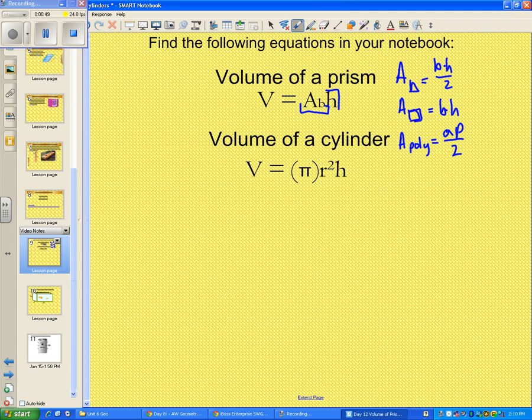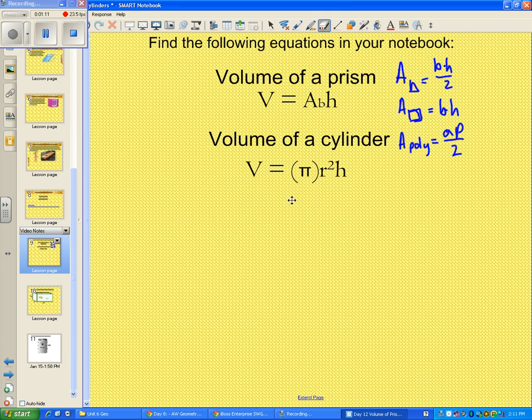This h right here is basically the distance between the two congruent bases. So like if it was a hexagonal base prism, then the two hexagons would be the bases, and then the distance between those would be the height of the prism. And so make sure you get that down.